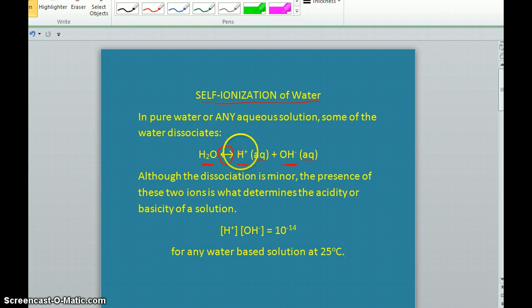And of course, if our Arrhenius definition of an acid is something that dissociates in water to produce protons, well, it looks sort of like water is behaving as an acid in this equation. But of course, our Arrhenius definition of a base is a substance which in water dissociates to produce hydroxide. So since water is self-ionizing and producing both, is it an acid or is it a base? Well, the answer lies in the balance of the two.